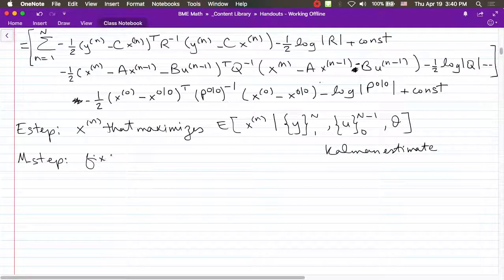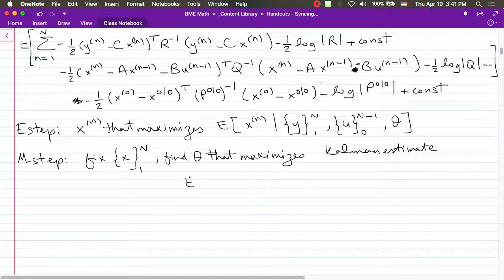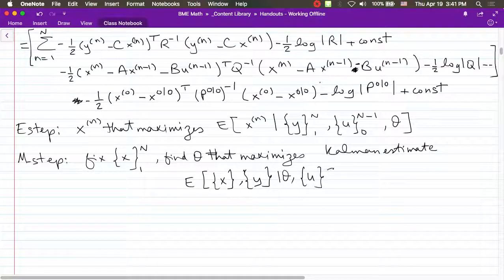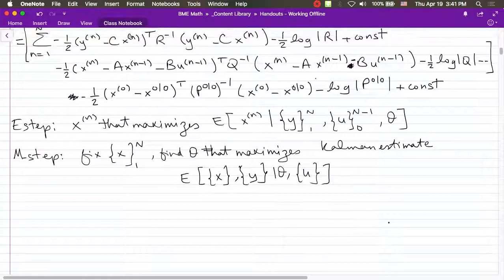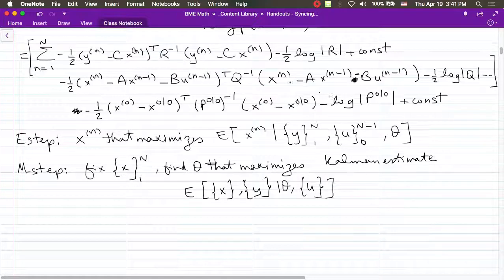Our M step: we fix x from 1 to n. We find theta that maximizes the expected value of x and y given theta and u, the complete log likelihood. Okay, so what we need to do is find theta that maximizes this quantity.